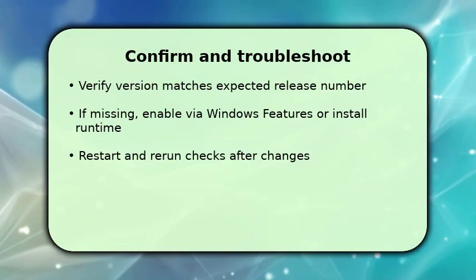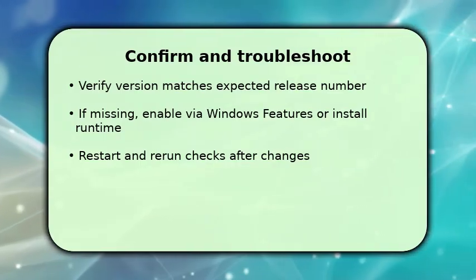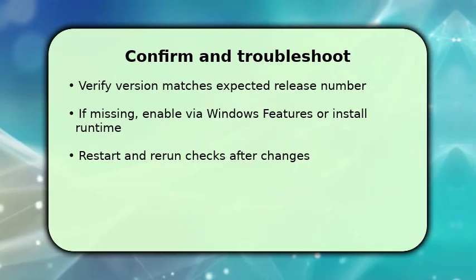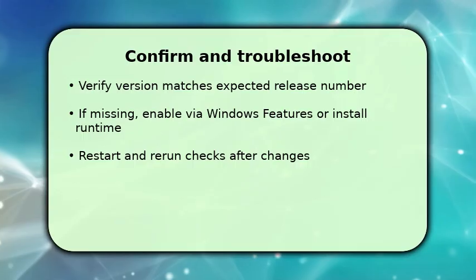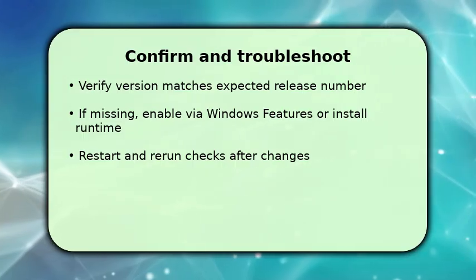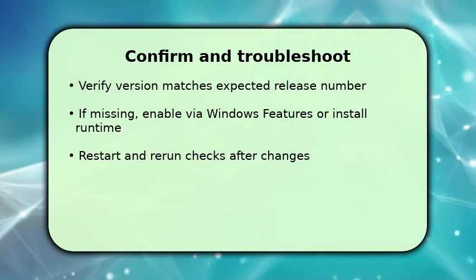That completes verification. If the framework is missing, enable it via Control Panel. Turn Windows features on or off, or download and install the correct runtime or developer pack. Once installed, restart the PC to register components, then rerun the same registry or command checks.